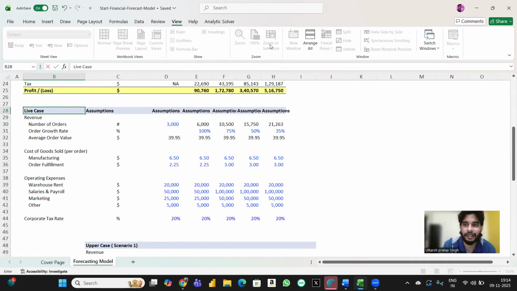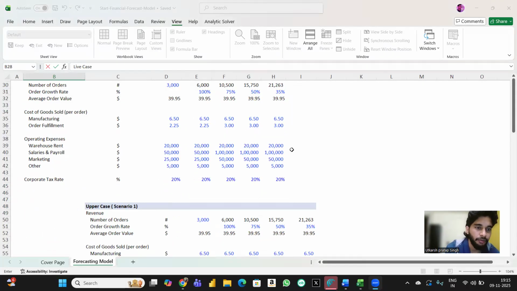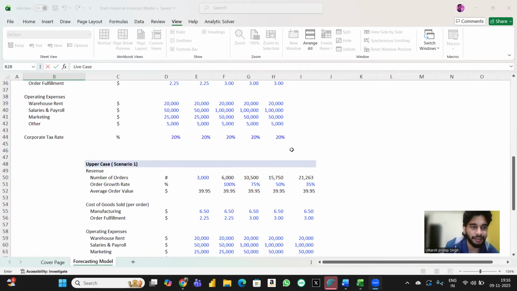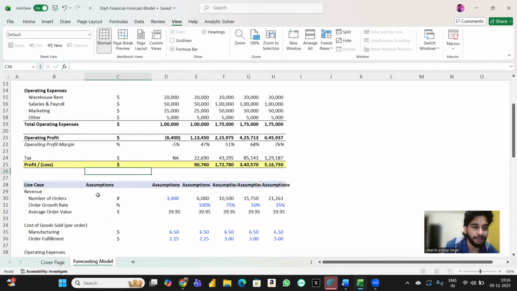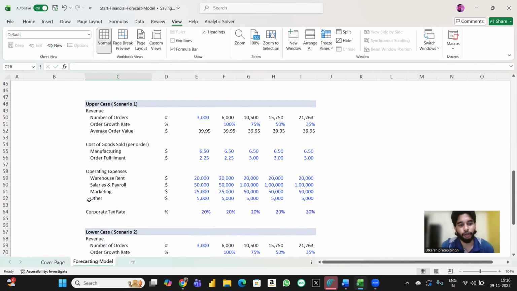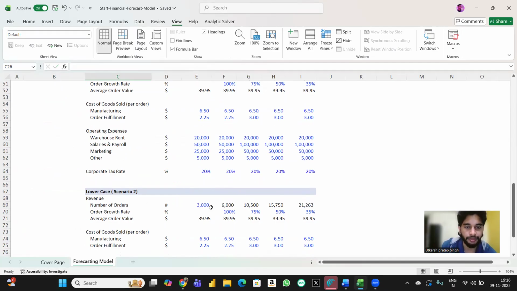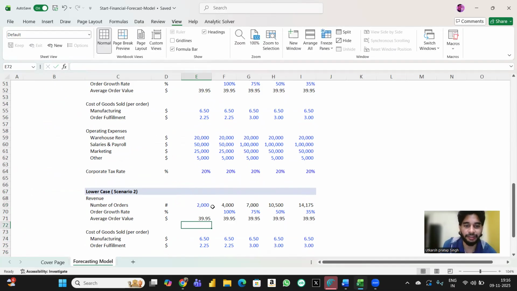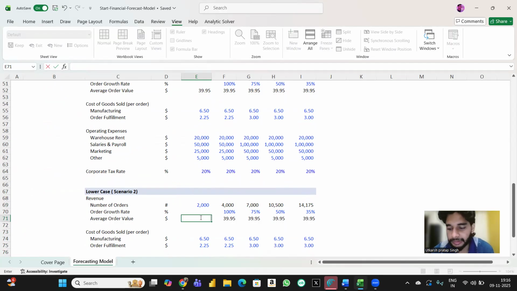Now we are going to put in a scenario analysis. As we have two cases, one is uppercase and the lowercase, and one is the live case. For the uppercase and the live case, we are not going to change anything. Now let's change something in the lowercase. Instead of 3,000, we are going to put 2,000. As you can see, when we change the very first thing, the rest also change. And for the second thing, 39.95, let's make it 34.95, and we are going to drag this.